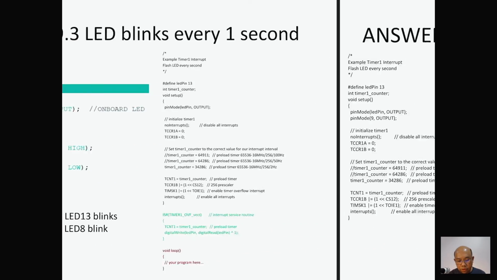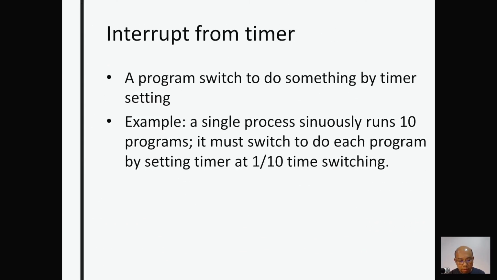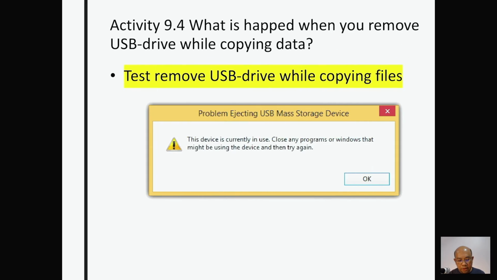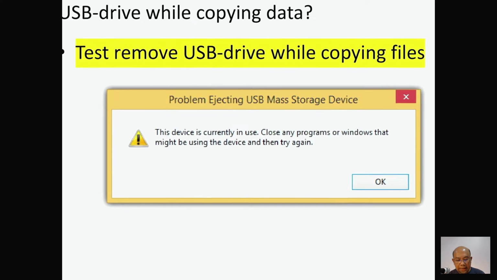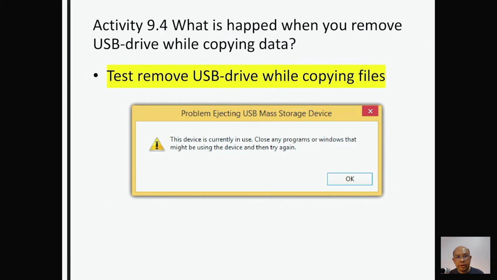I think sometimes you have problems when you use a USB flash drive. You copy a file from the USB to your computer. During transferring the data, you remove the flash drive immediately while copying. The computer will show you an error. The error tells you about the problem ejecting the USB while copying the data. So this is a hardware failure error.